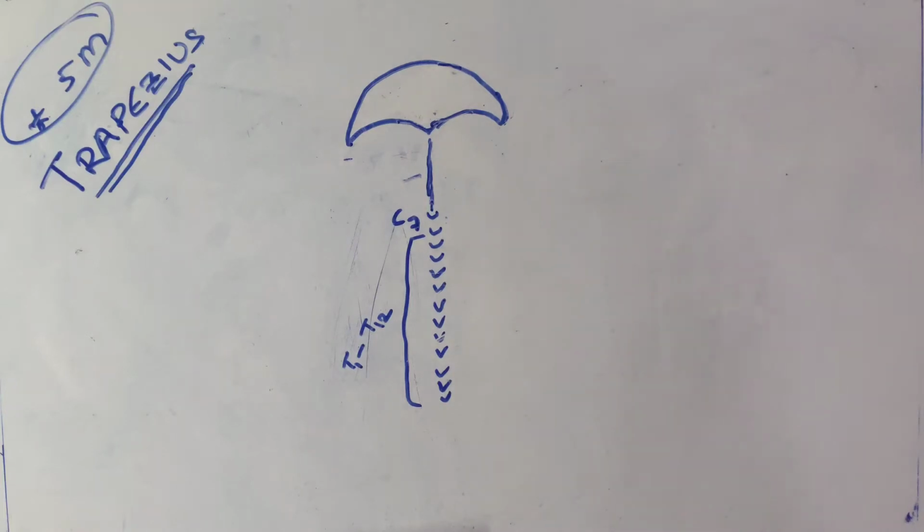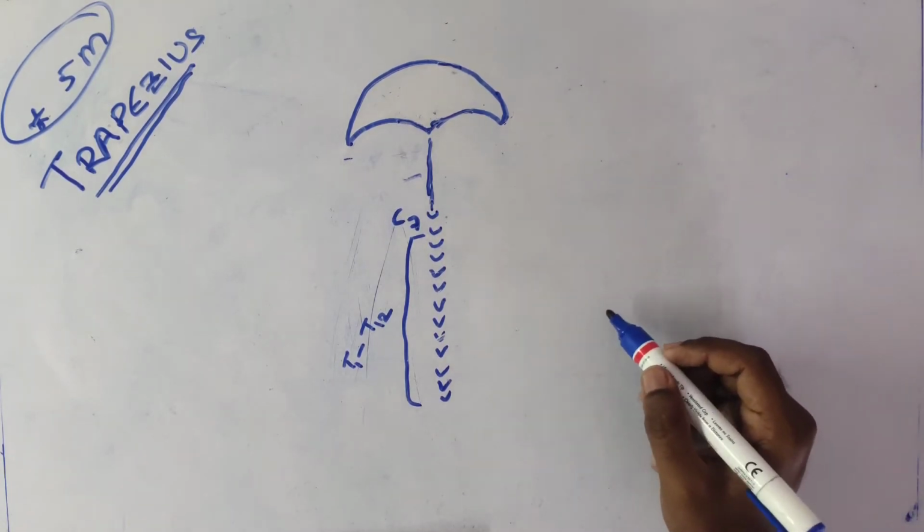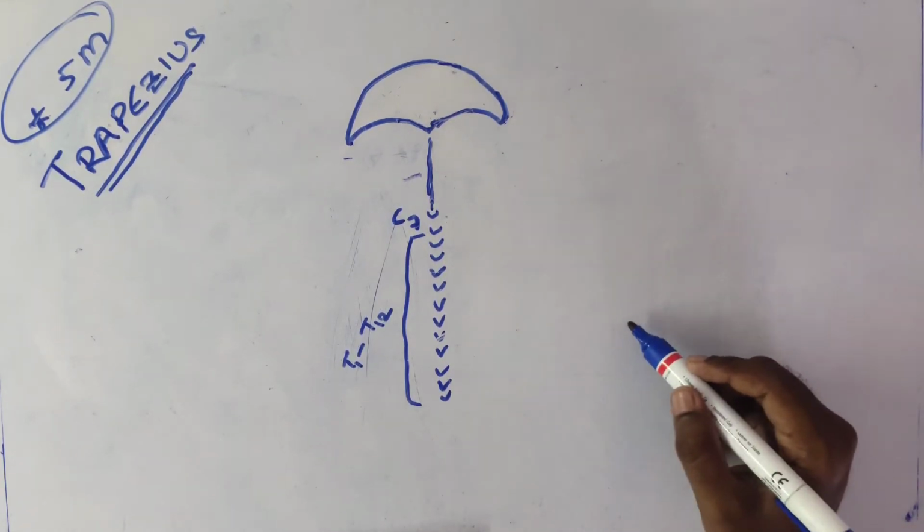Good evening all. Today our class is about muscles. Till now we have completed all the bones present in the upper limb. Now we will start the muscles of the upper limb.